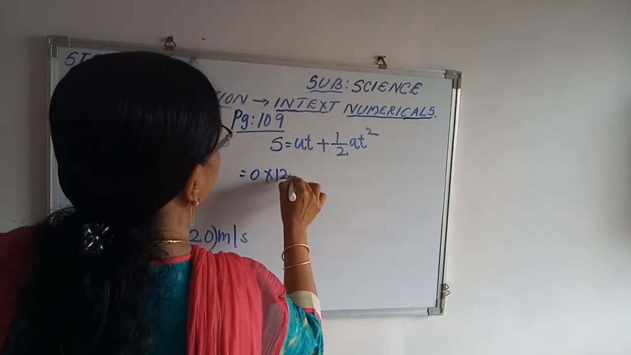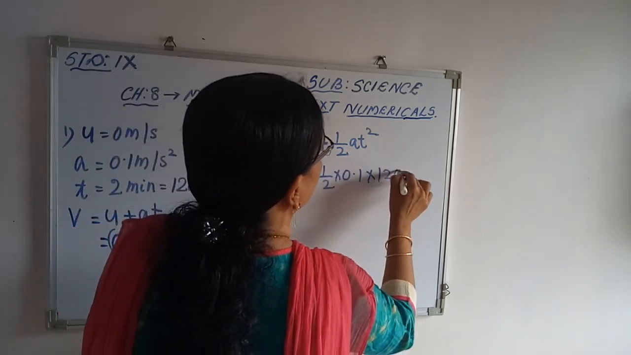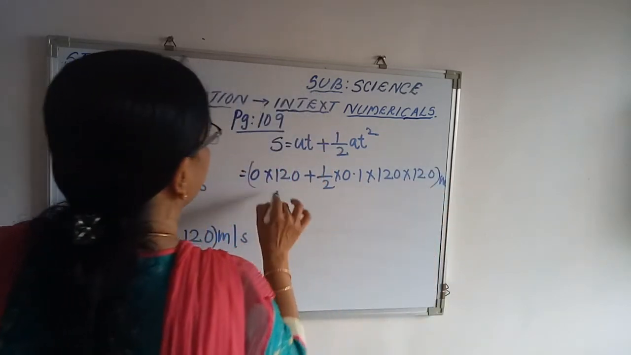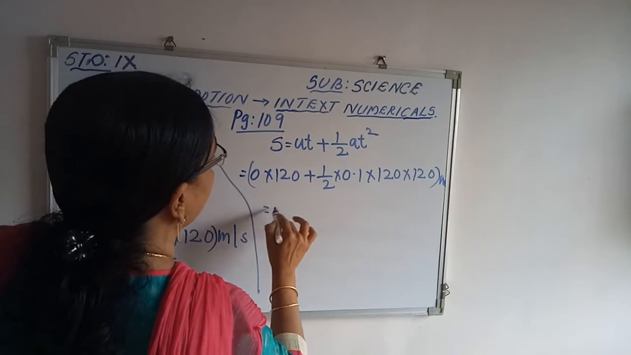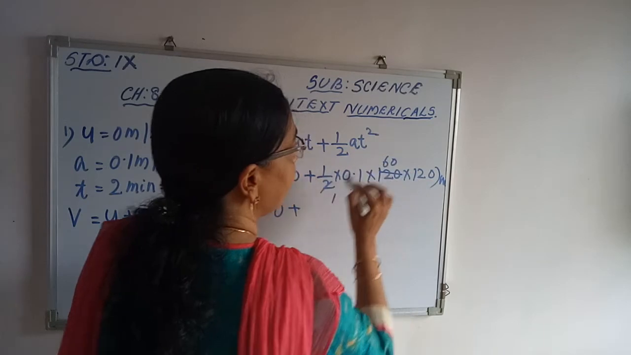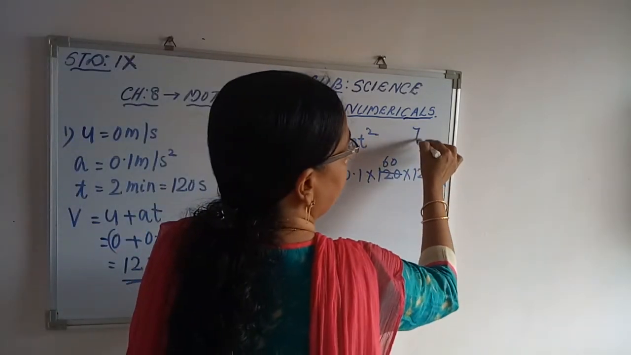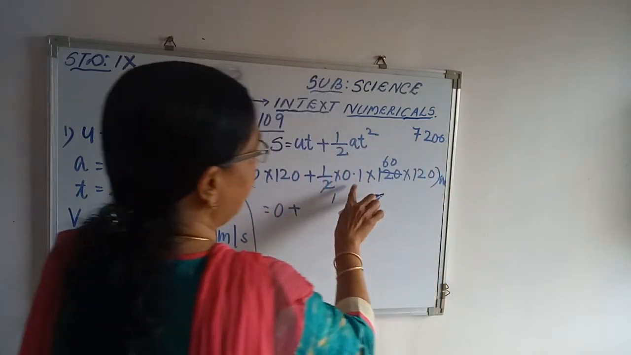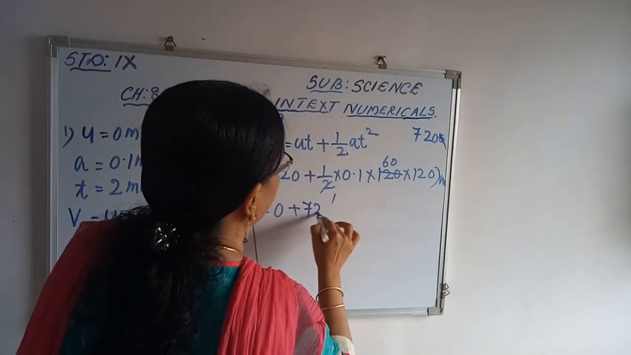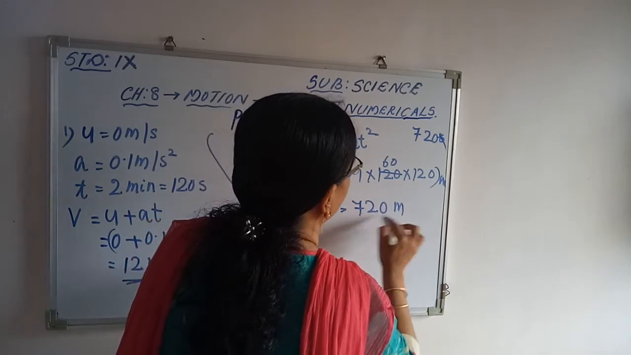0 into 120 plus half into 0.1 into 120 into 120. That is meter, as it is the distance. That's equal to 0 plus 2, and 120 gets cancelled. 60. What's the answer then? 12 sixes are 72. 72, 2 zeros, isn't it? Here how many decimals you have to remove? 1 decimal. So you will get the answer 720. The answer will be 720 meter.